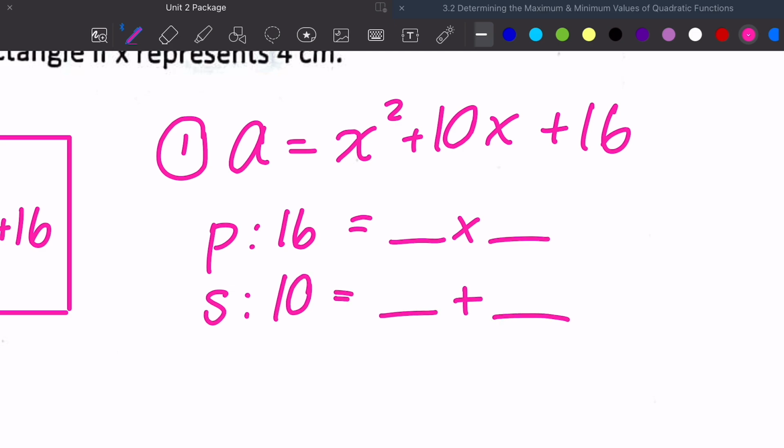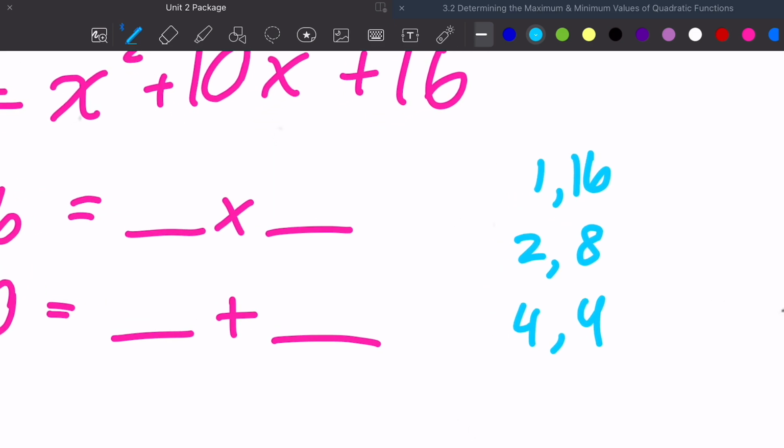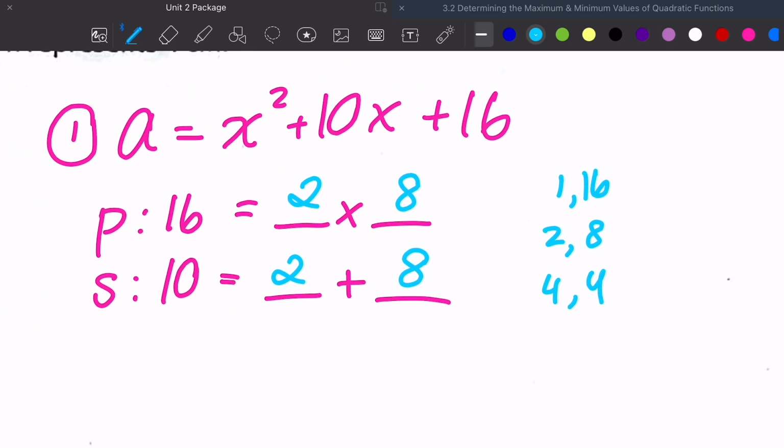10. So I got to start thinking, what are some numbers 16 is divisible by? What makes 16? 1 and 16, 2 and 8, and I think that's about it. 4 and 4. 1 and 16, can that somehow add together to give me 10? No. 2 and 8? 2 times 8 is 16. 2 plus 8 is 10. So that works. That's our one that works.